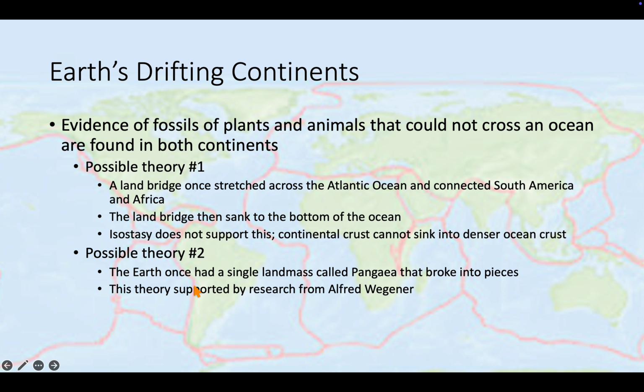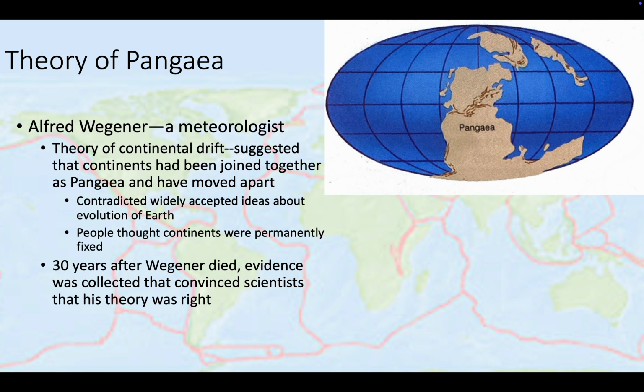Possible theory number 2, the Earth once had a single landmass called Pangea that broke into pieces. This theory was supported by research from Alfred Wegener. So those are two of the theories that explained why the fossils of plants and animals were on different continents with an ocean between them. Okay, so we've got the theory of Pangea.